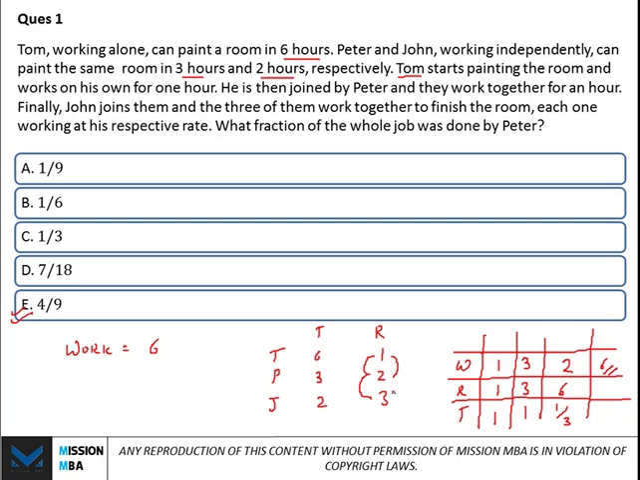Then you can calculate anyone's individual time simply by work equals rate into time. Time for the person who is working, rate of the person who is working, and that will be his work. If you want to calculate the fraction of work, divide his work by 6. That's it guys, and it will just take under 1 minute for you to solve the tedious questions.